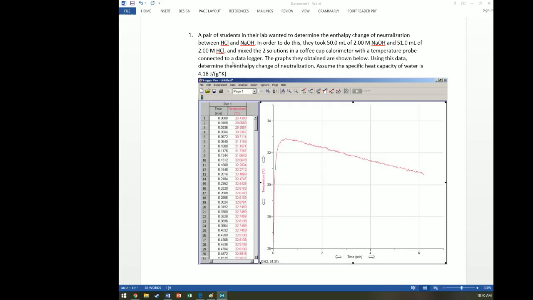Hello guys, so today we're going to be looking at this one question here, and we'll be doing it as a worked example. So I'll just read it out quickly. A pair of students in the lab wanted to determine the enthalpy change of neutralization between HCl and NaOH.